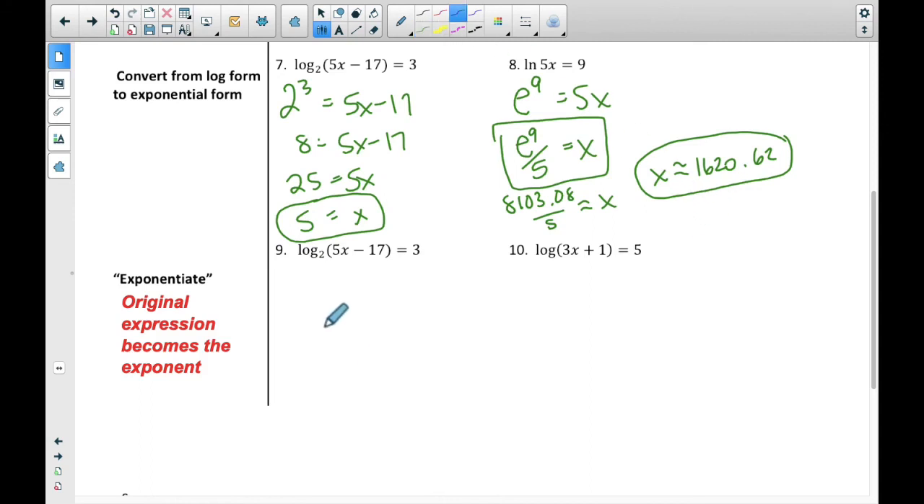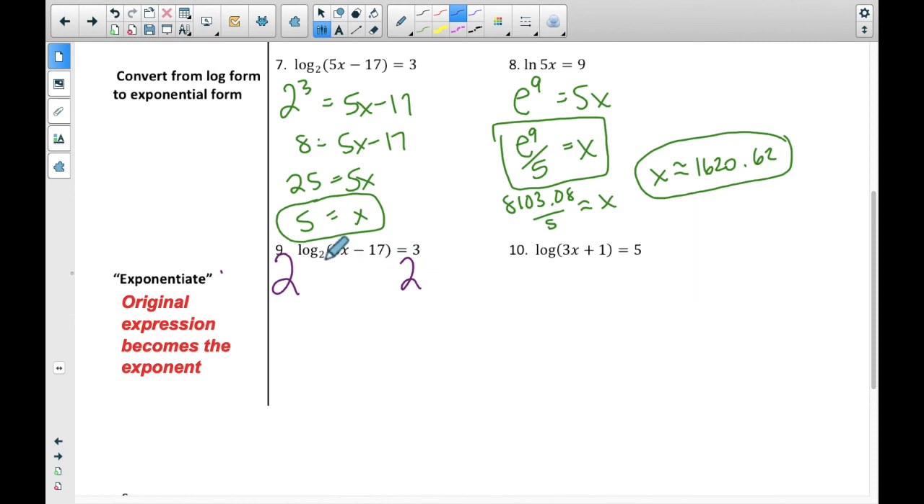Okay, this next method is really cool, I think, personally. I think this is a cool word, exponentiate. What it means is, like I was saying a minute ago, you can take the log of both sides, you can take the square root of both sides, you can also take the power of, you can exponentiate both sides. In other words, we turn this into the exponent. So this is base 2, right? So I can put a big 2 on both sides. And now what I'm saying is 2 to the power of log base 2 of 5x minus 17 is equal to 2 to the third.